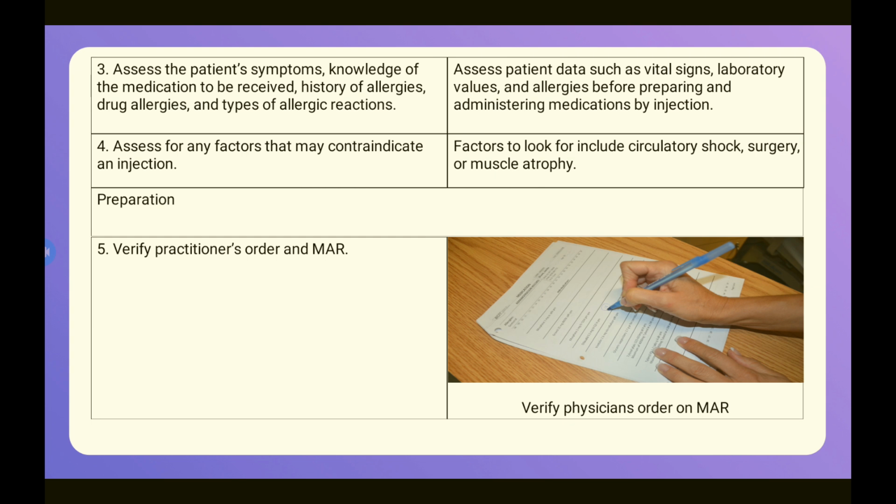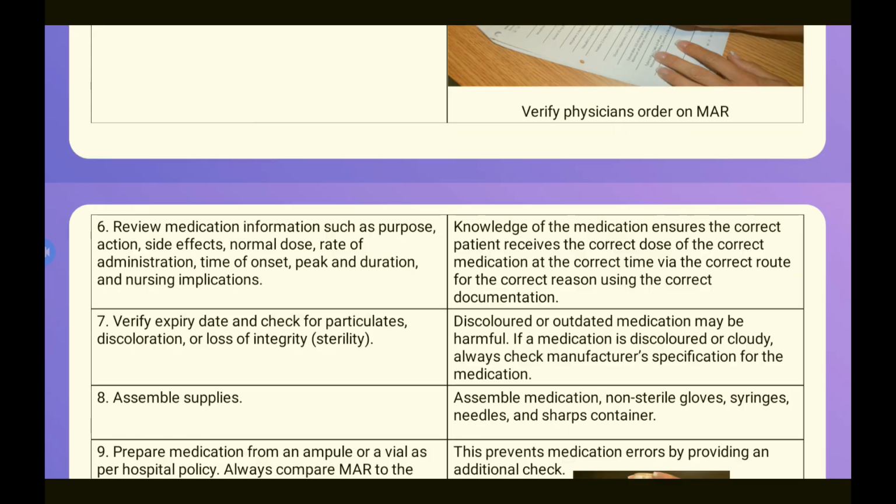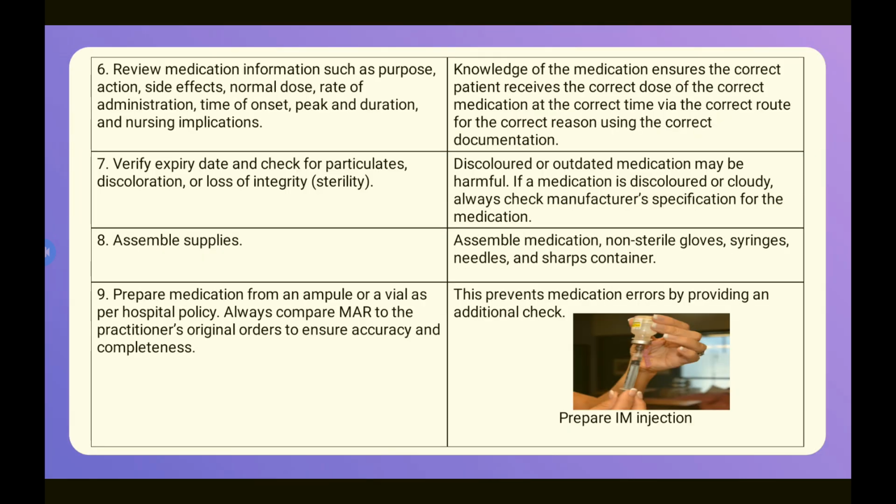Then we do the preparation. Number 5, we verify the practitioner order and the medication administration record. And as you see in the image, we verify the physician order on the medication administering record. Number 6, we review the medication information such as the purpose, action, side effects, and normal dose and rate of administering and time of onset, peak, and the duration and the nursing implications.